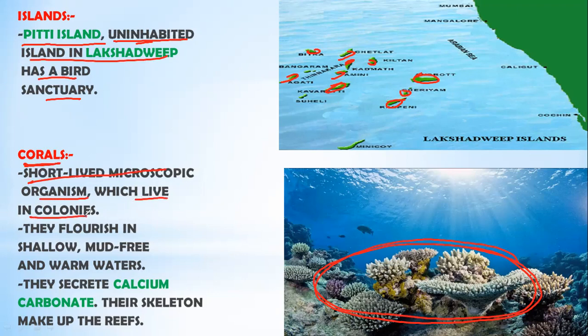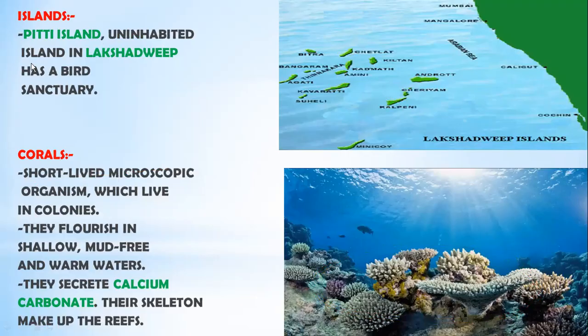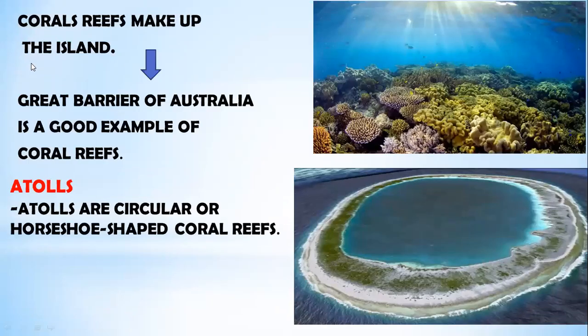They live in colonies, and they always flourish. They always grow in shallow, mud-free and warm waters. They are usually found in warm waters. They secrete calcium carbonate, and their skeletons make up the reefs. They usually get layered up, and when they reach the surface of water, it usually forms an island. And Lakshadweep is an example of such an island.